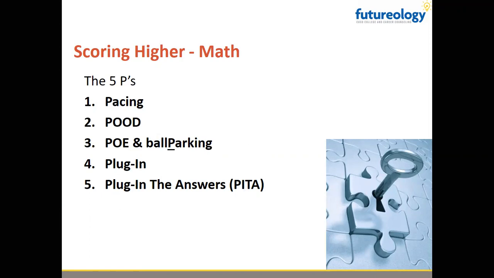And plugging in the answers or back solving. I call it PETA, plug in the answers, or you can call it back solve. Those are the 5 things you're going to need on this math section. I showed you 2 of them tonight.